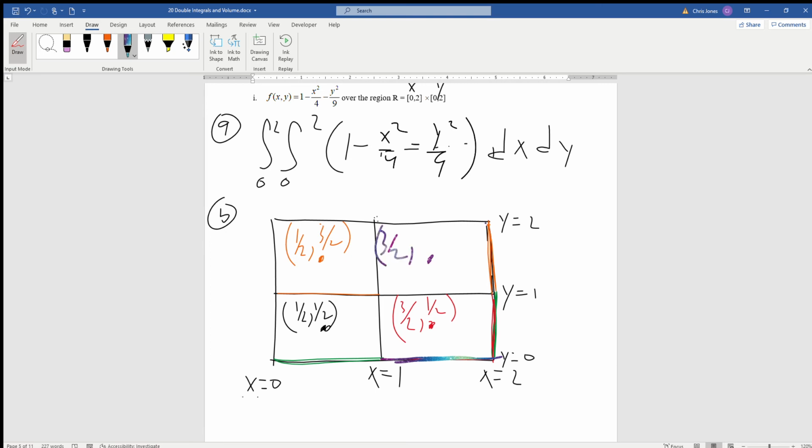And halfway between 1 and 2 is 3/2. Alright, so that's how you can break those up into the different rectangles. Now, we need to find the volumes of each of those.